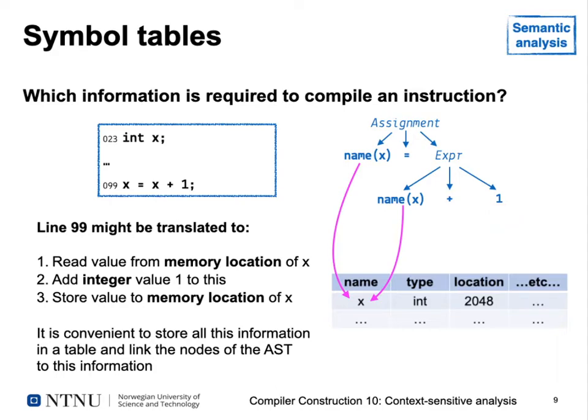And finally, we need to store x again. So when x shows up again on the left-hand side of our assignment, we again need to check for type compatibility, even though it's obvious in this case, but it could be some other variable on the left-hand side. So we need to check that the expression on the right-hand side is compatible with what we're going to assign it to. It's again an integer, obviously, and we need to store this somewhere. So we already have the location 2048. So our compiler would be happy.